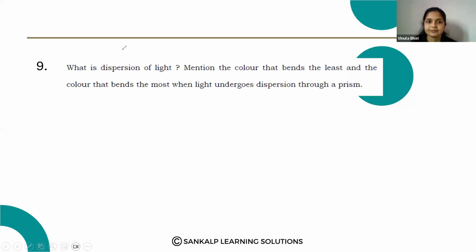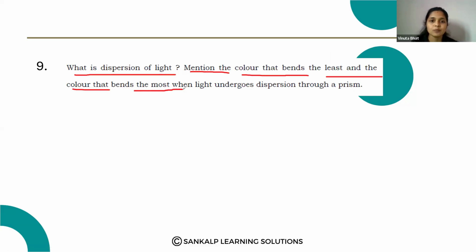Next question. What is dispersion of light? Mention the color that bends the least and the color that bends the most when light undergoes dispersion through the prism. Please note down this question. What is dispersion of light, and which color bends the least and which color bends the most when it undergoes dispersion through the prism?